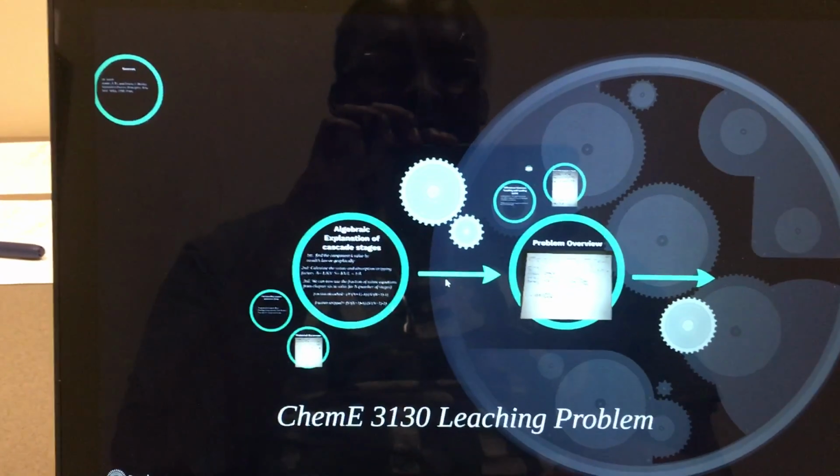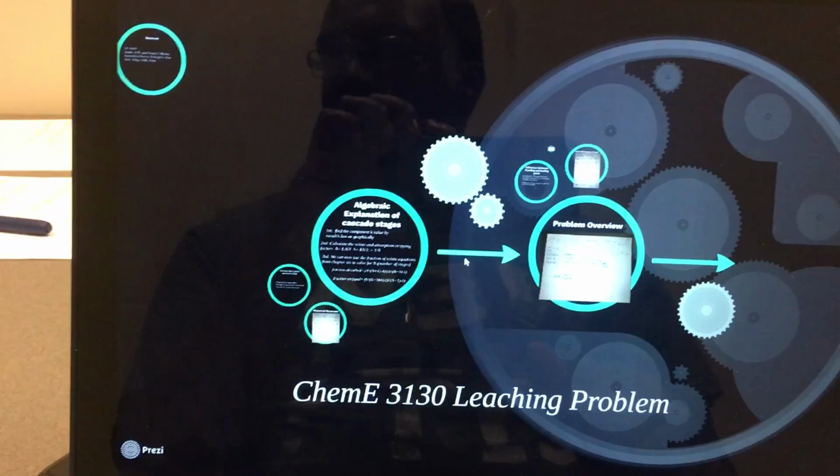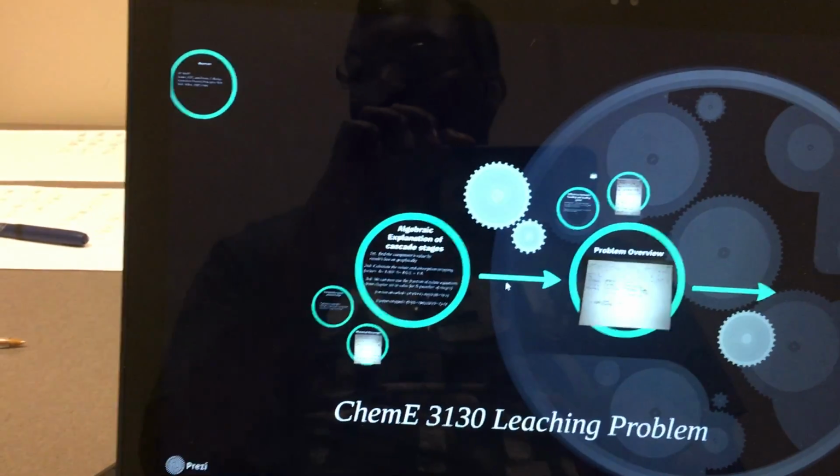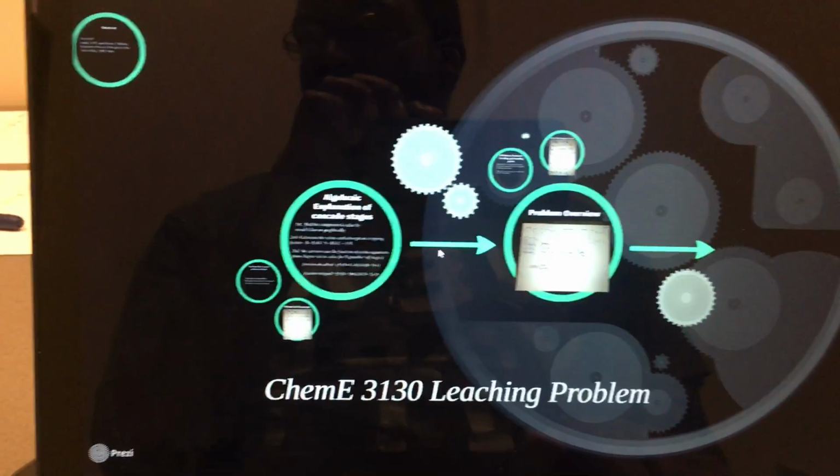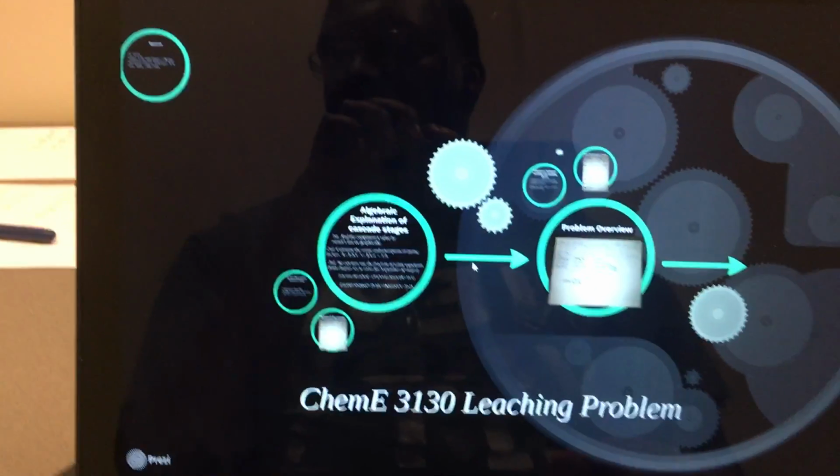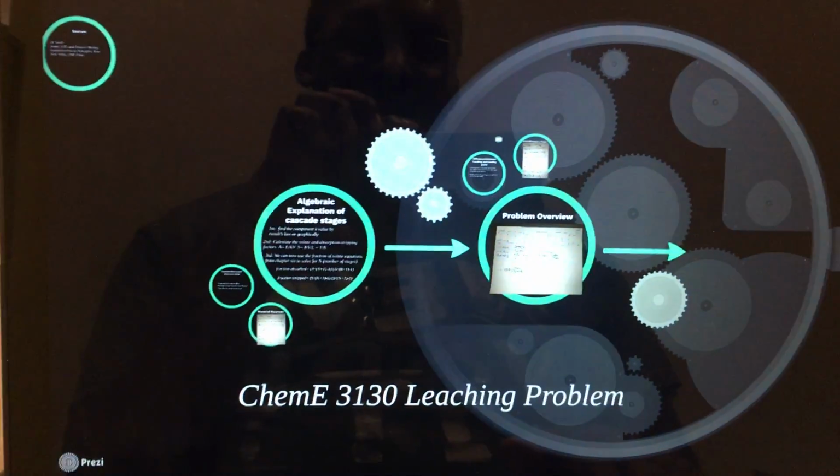We were given three subsection concept questions that we had to answer before we got into our actual calculations. The first question asked me, how do I determine the number of equilibrium stages needed in a cascade?